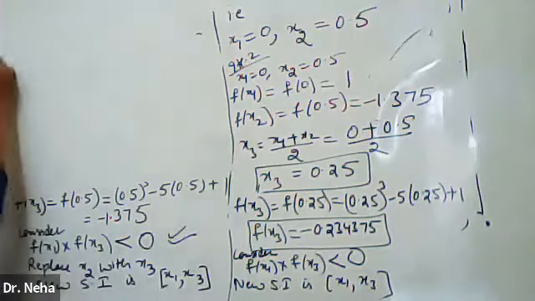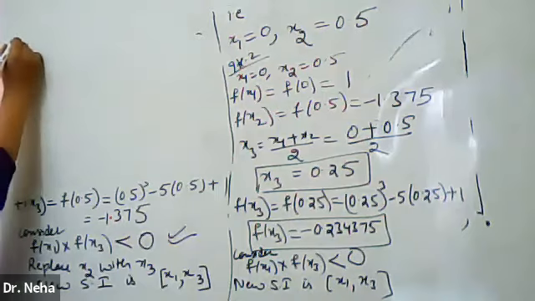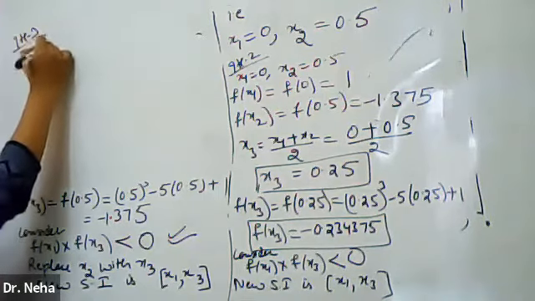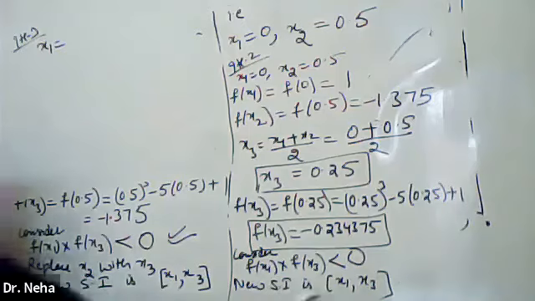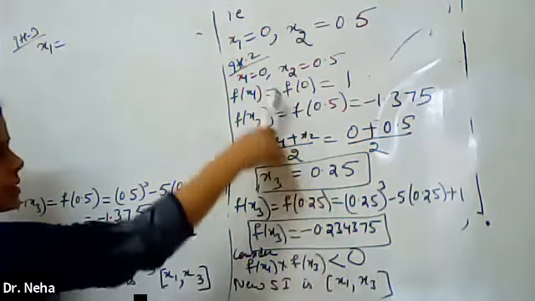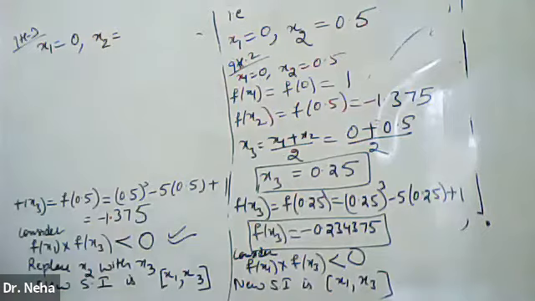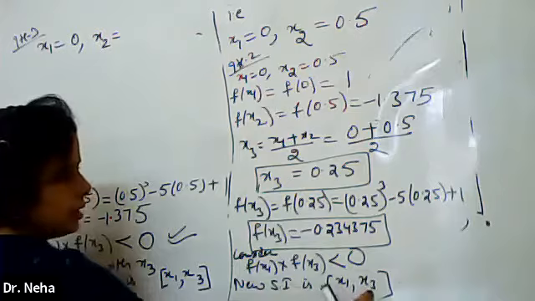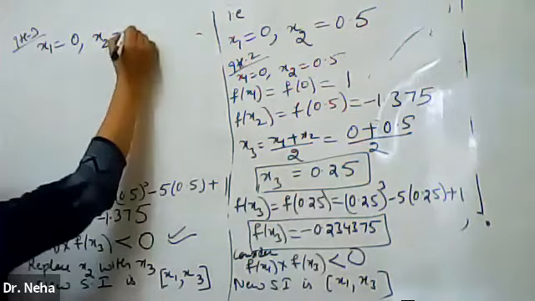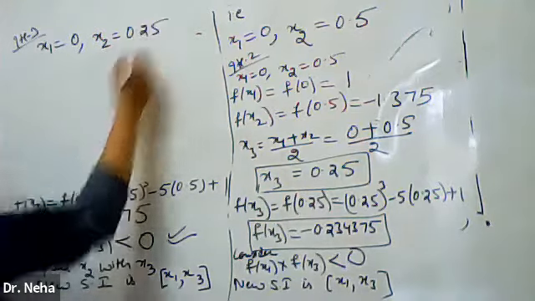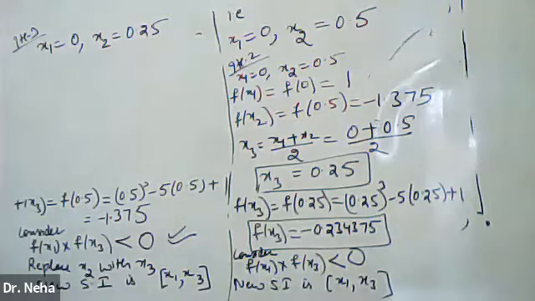Now see, for iteration number 3. For iteration number 3, what will be x1? x1 will remain the same. What was x1? 0. But what will be our new x2? x2 is replaced by this x3. And what is x3? It will become x2, 0.25. See? Clear? Now, we have to deal in the interval 0 to 0.25.